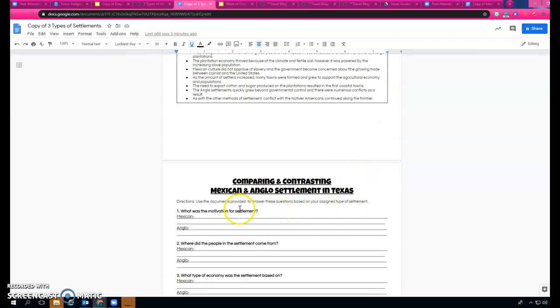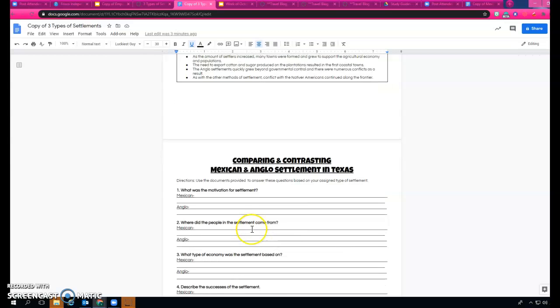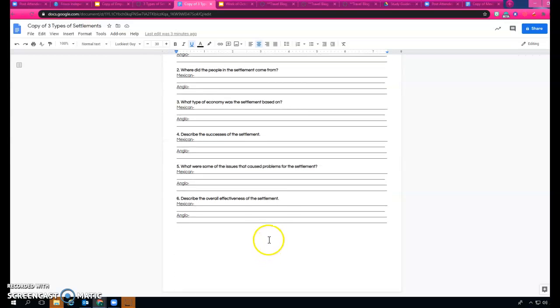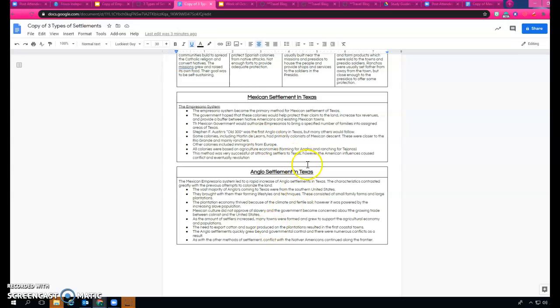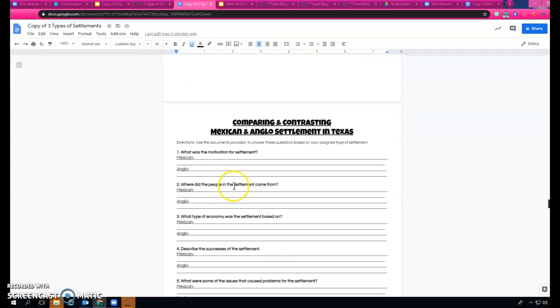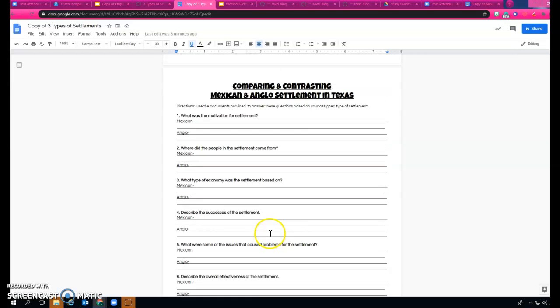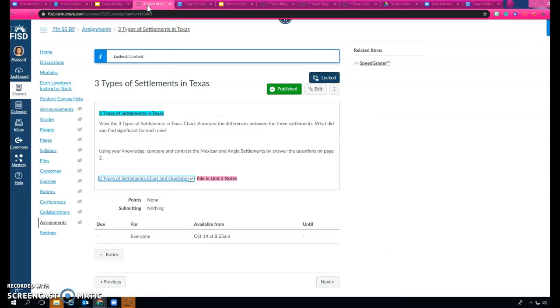And then using the document, I want you to answer these 6 questions about the Mexican and the Anglos. So again, these 2 sections, really what you're going to be looking at for Mexican and Anglo, is how their lives were different and how their settlement was different, but also how it was somewhat similar, because it is very, very similar to one another. Okay. When you finish that, we are going to move into the next activity for today.